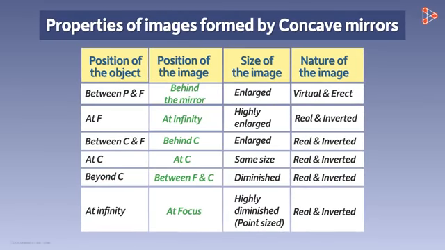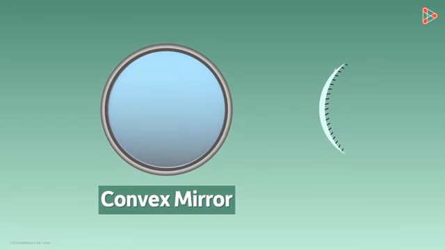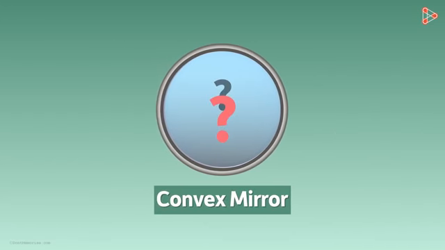Till now, we've only been looking at the properties of an image formed by a concave mirror. However, there is one more type of curved mirror. Do we know what it's called? Yes, a convex mirror. So what is a convex mirror? A mirror whose reflecting surface is curved outward is called a convex mirror. The question now is, how does an image formed by a convex mirror look? Without further ado, let's find that out.